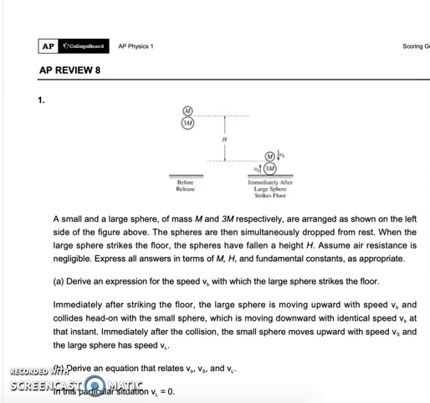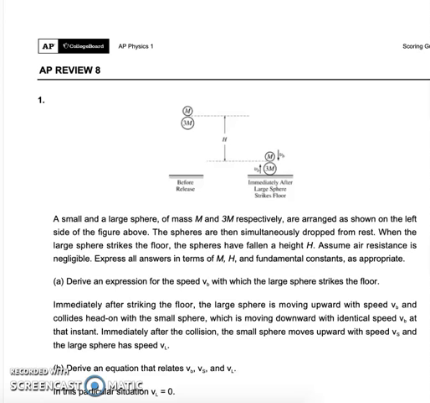Okay, welcome to AP Review 8 Solutions. We have two problems involving collisions and energy. So we'll take both in turn, mostly derivation type stuff and a little bit of graphing, a little less of the paragraph writing, but it's the same idea at least. We're not worried about calculations.